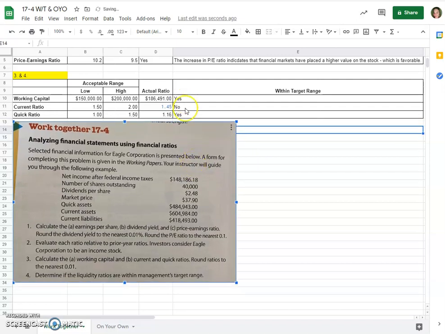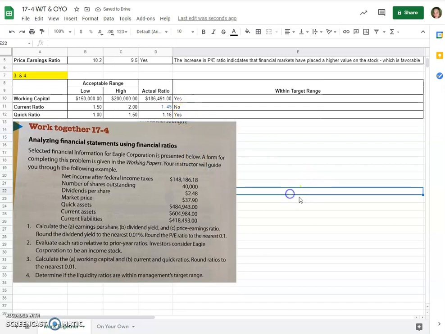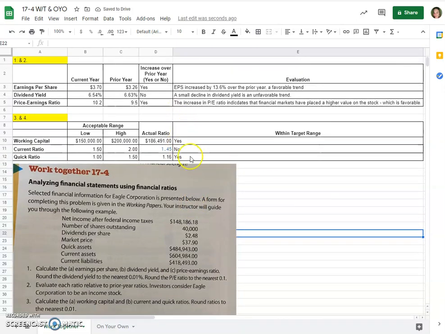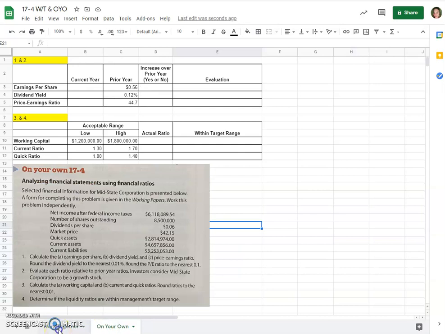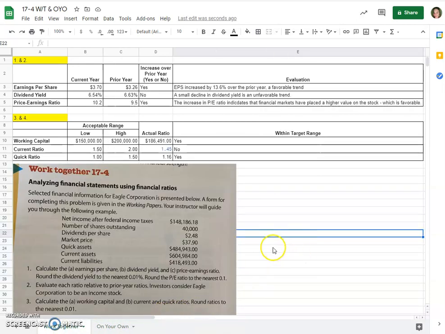So there we go. That is a quick analysis of some financial ratios for a company. And you're going to do a very similar problem on your own on the next tab over. So, good luck. You guys have got this.